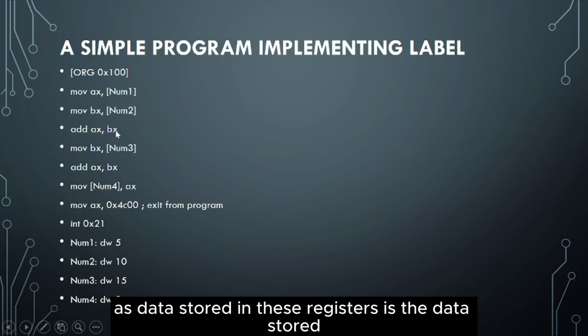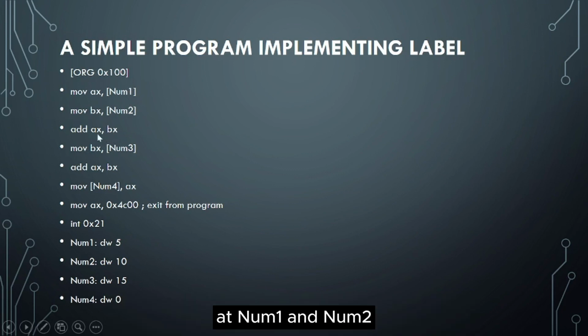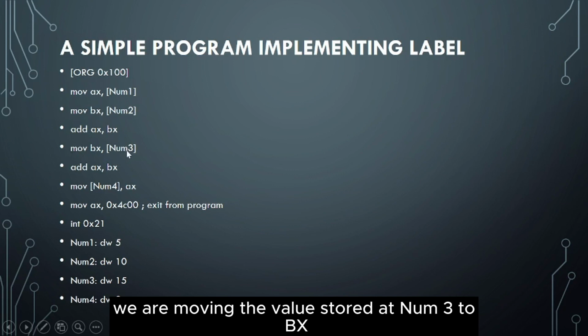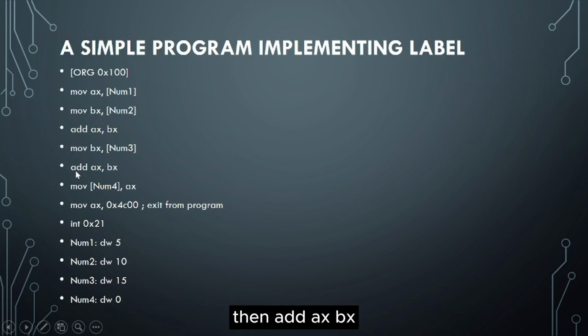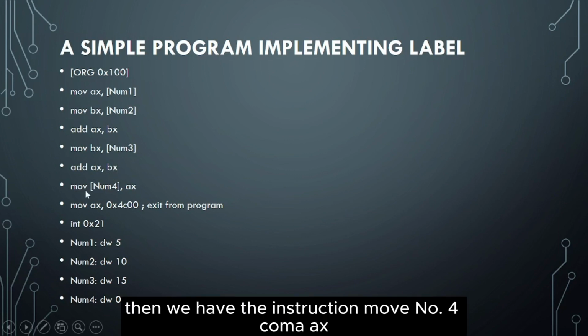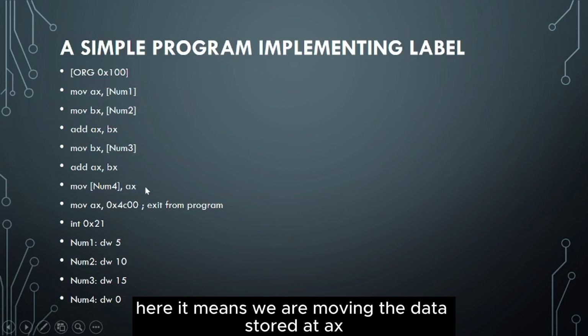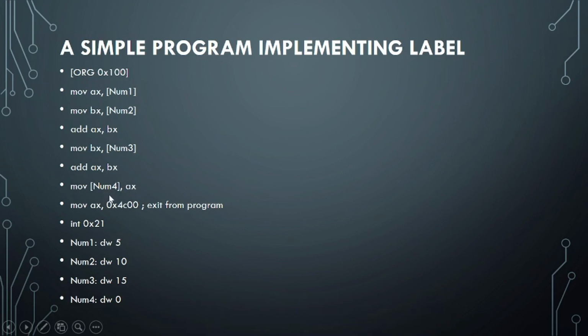As data stored in these registers is the data stored at num1 and num2. Then we have mov bx, num3. We are moving the value stored at num3 to bx. Then add ax, bx. We are adding bx and ax. Then we have the instruction mov num4, ax. Here it means we are moving the data stored at ax to the memory location num4.